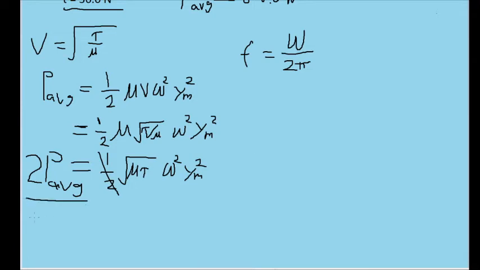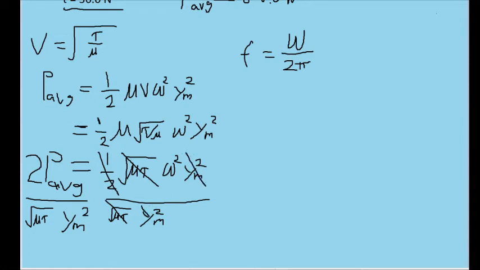Let's divide both sides by the square root of the linear string density times the tension. And also divide both sides by the square of the amplitude. So let's divide both sides by that. And on this side, those are going to cancel out. We're going to cancel out the square root of the linear density times the tension. And the square of the amplitude cancels out as well.